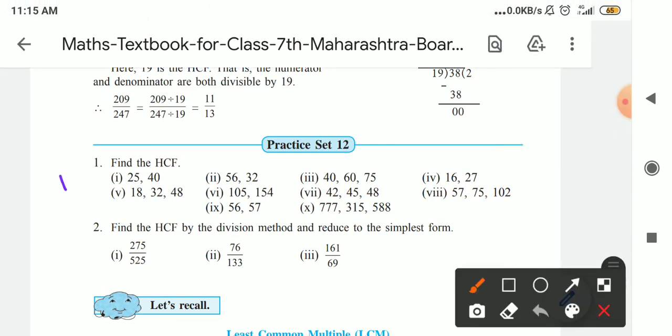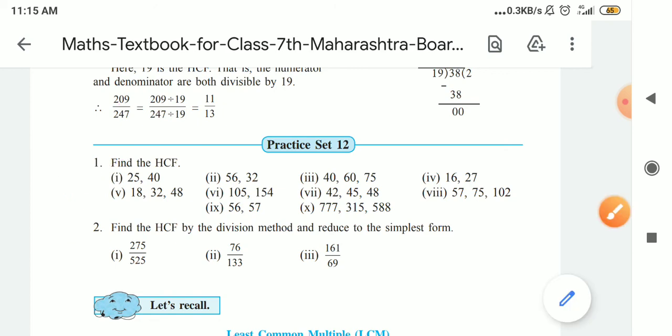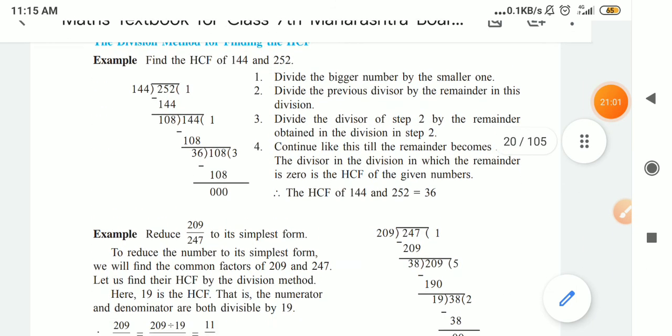Okay, so today's homework is you have to find the HCF of the numbers in the practice set. The first question you are going to solve, using any method, no problem. And the second question, tomorrow, once I finish teaching, then you have to solve. So today we will stop here. Complete your homework, that is practice set number 12. So all of you, thank you and goodbye.